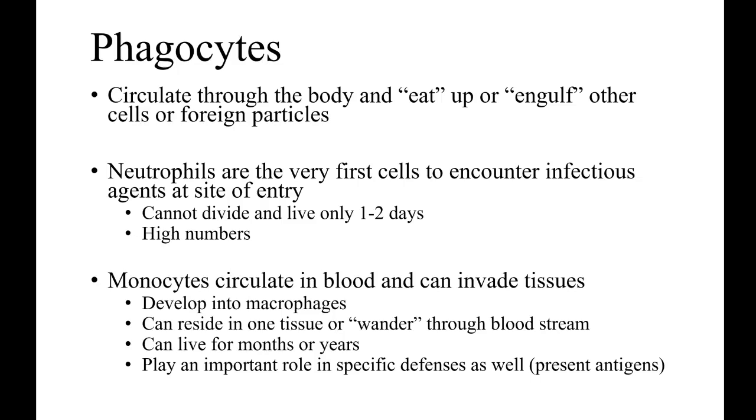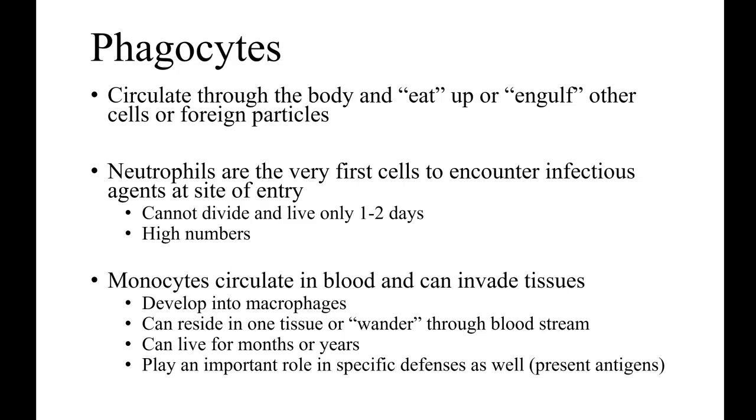These cells are going to circulate through the body and gobble up pathogens. Let's say a pathogen enters our body. More than likely, or hopefully, the first phagocyte it's going to encounter is the neutrophil. Remember, neutrophils are in huge numbers. They can only live for a couple of days. When they encounter a pathogen, they reach out, grab it, gobble it up, and then they die.